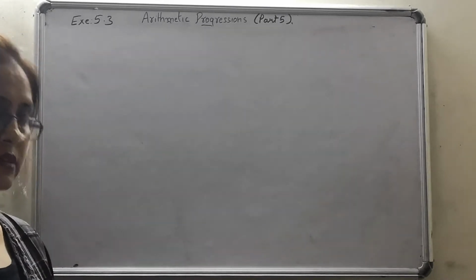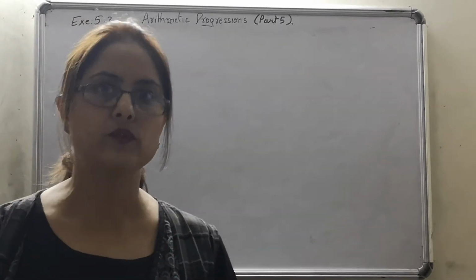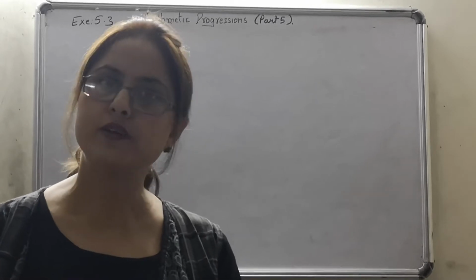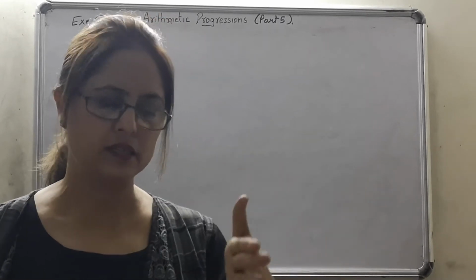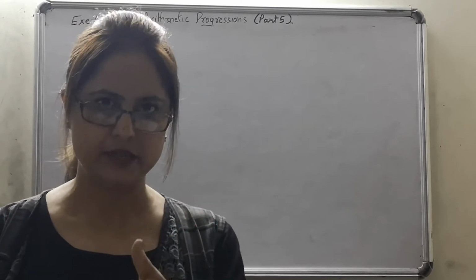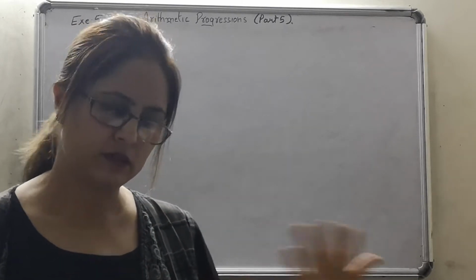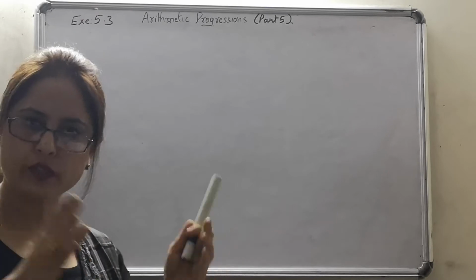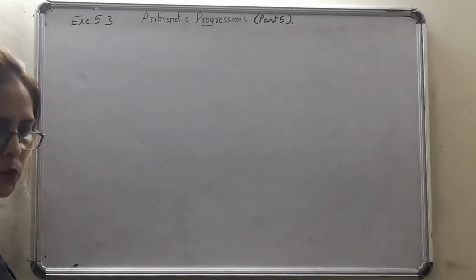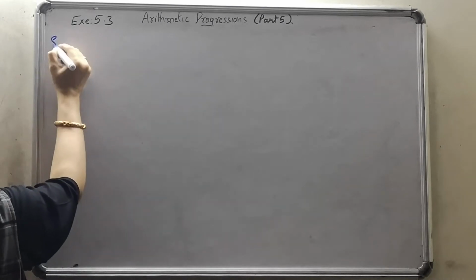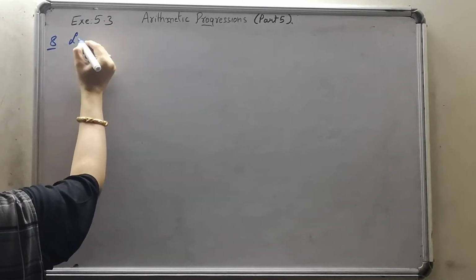The next question with us is question number 8 of exercise 5.3, and it states: find the sum of first 51 terms of an AP whose second and third terms are given to you, 14 and 18 respectively. After working on the linear equations, we can get to the value of the sum of 51 terms. Since the AP is not given, we go for the supposition as we have been doing earlier.